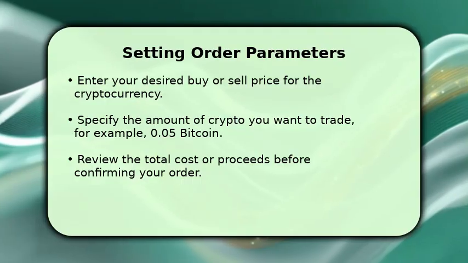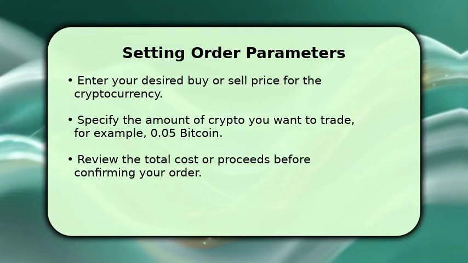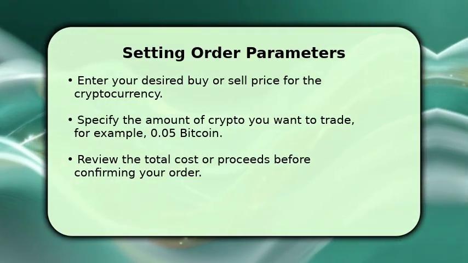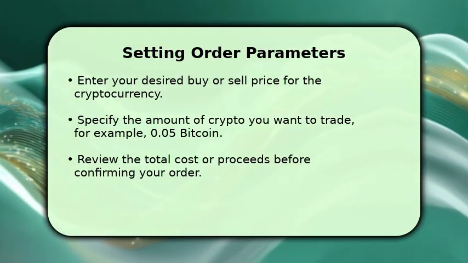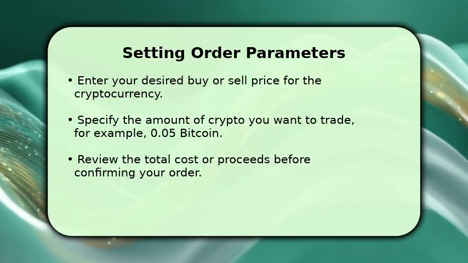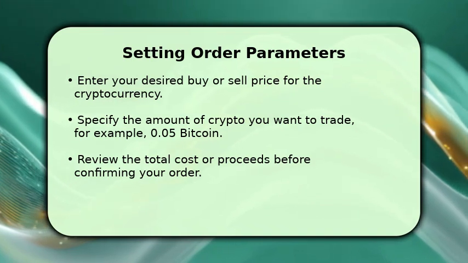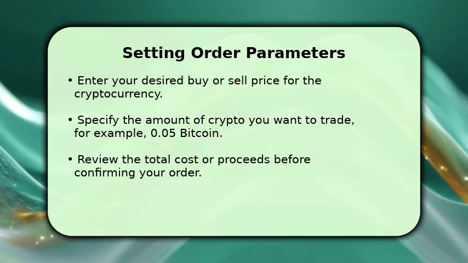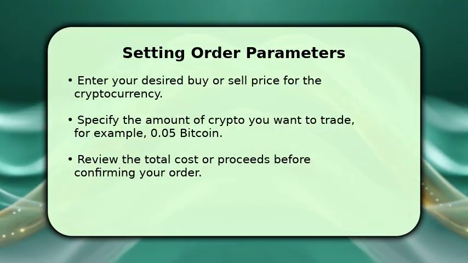Now, you'll need to set your order parameters. First, enter the exact price at which you want to buy or sell the cryptocurrency. For example, you might set a buy price of $25,000 for one Bitcoin. Then, specify the amount of crypto you wish to trade, perhaps 0.05 Bitcoin. Always review the total cost or proceeds before confirming your order.